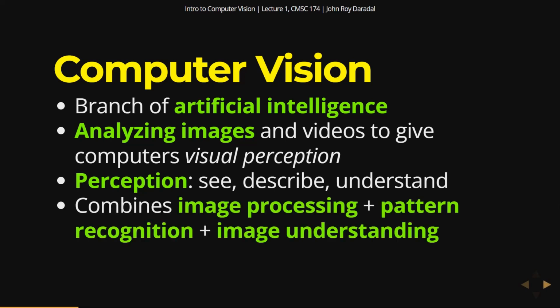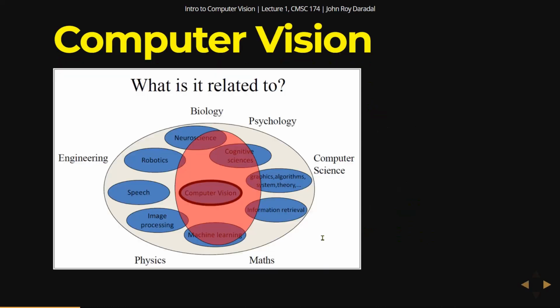Okay, so computer vision combines image processing, pattern recognition, and image understanding. So it's a combination of the three, because image processing is of course used to make the image easier to process for later steps, and then pattern recognition is used to get features and some patterns for pattern matching. And then of course image understanding is when you tie it all up together and actually understand or perceive what you are seeing. Okay, so that's computer vision.